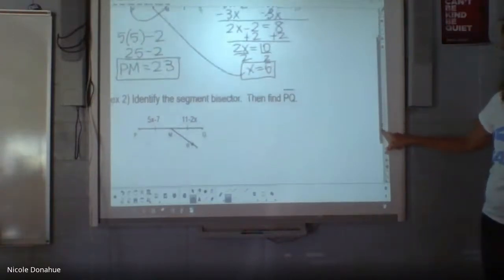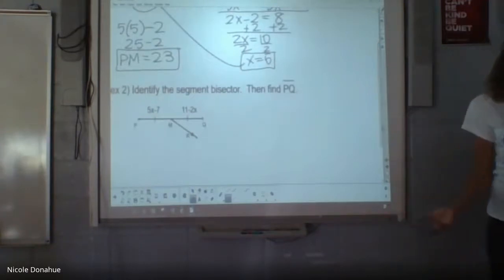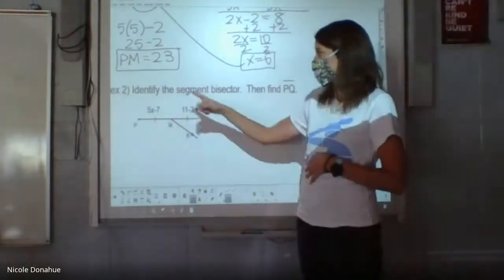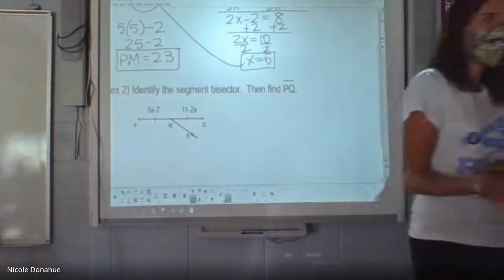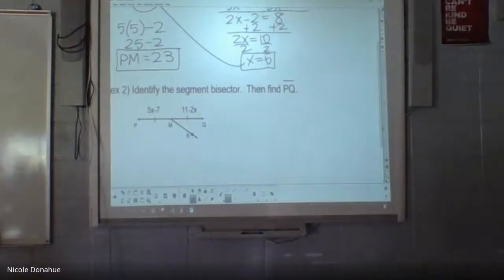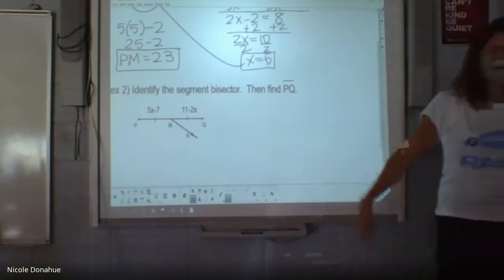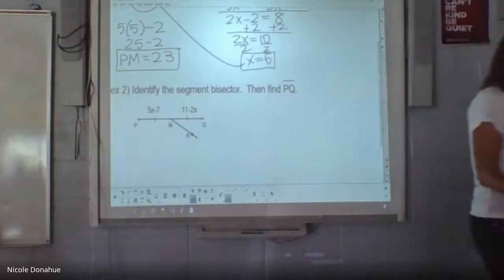The next one, really similar. Now instead of having just a midpoint, it's bisected. So it says identify the segment bisector. So what would we call the segment bisector? If I said identify the smartest person in this class, that person should tell me what the segment bisector is. What's the segment bisector here?